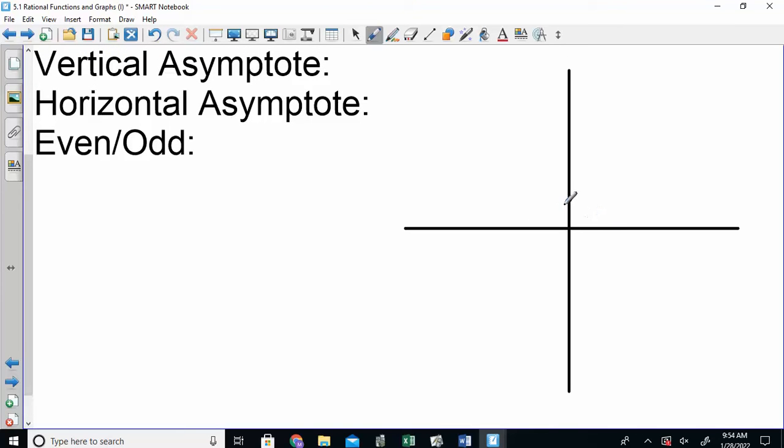What happens if you put in 1? What's 1 over 1? 1. Okay, if we put in 2, what's 1 over 2? 1 divided by 2? That's 1/2. If we put in 3, what do we get? 1/3. This is just getting smaller, isn't it?